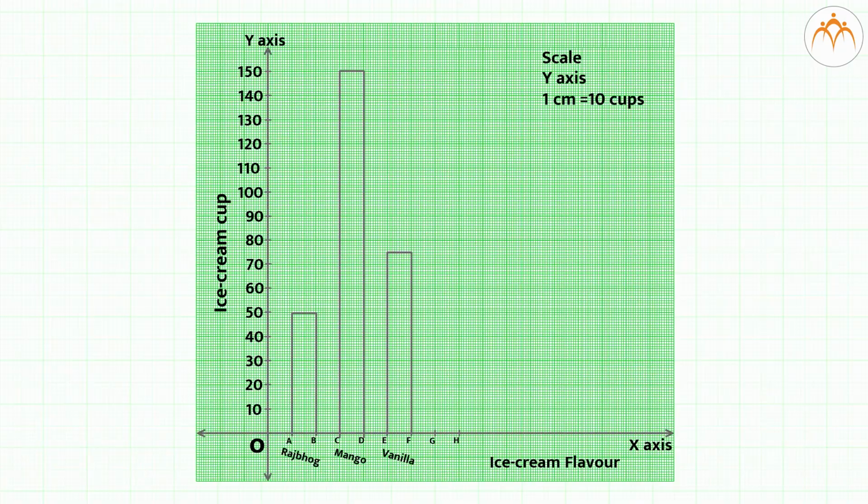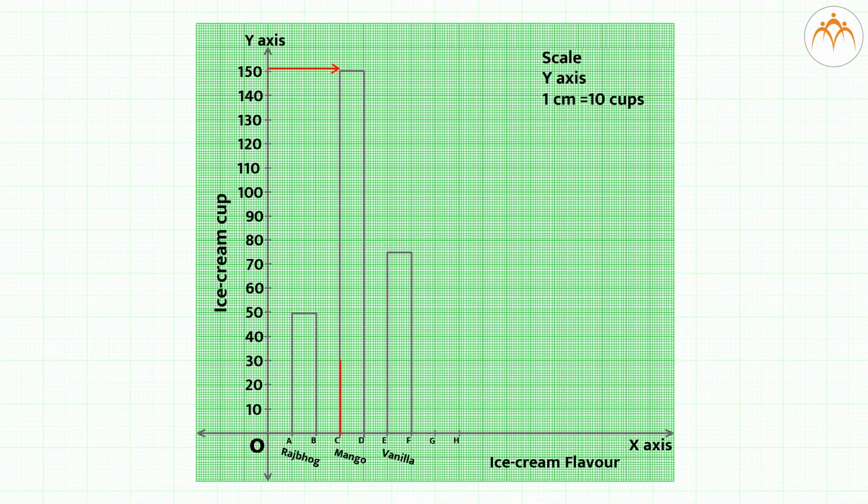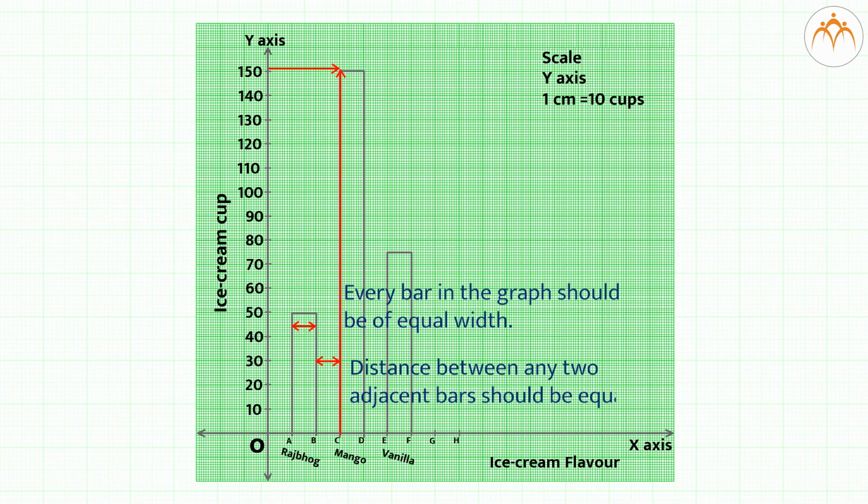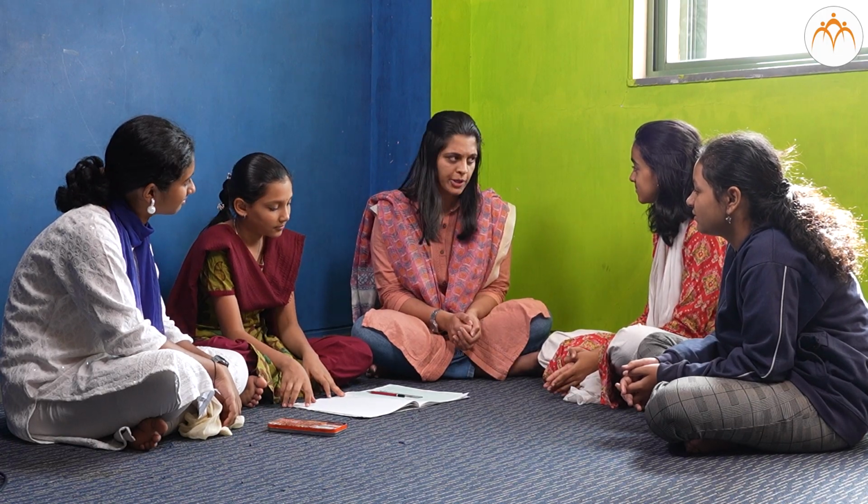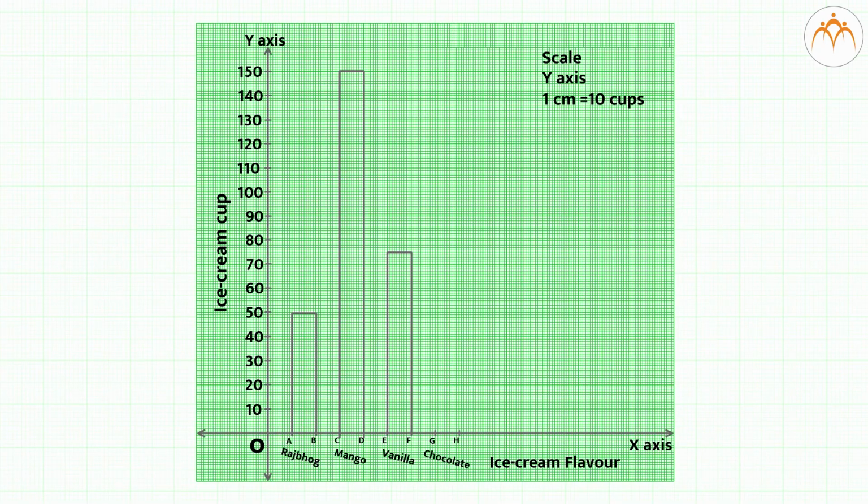Good job, Shreya. Now all of you remember one thing. When drawing a bar graph, every bar in the graph should be of equal width, and the distance between any two adjacent bars should be equal. Understood? So equal spacing is important. Can you all draw the remaining bars now? Perfect. So, Meeti, can you draw the chocolate bar? Yes, of course.